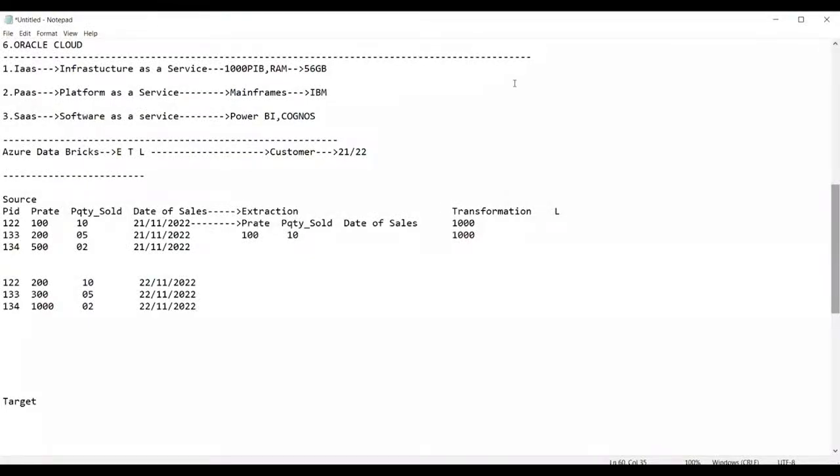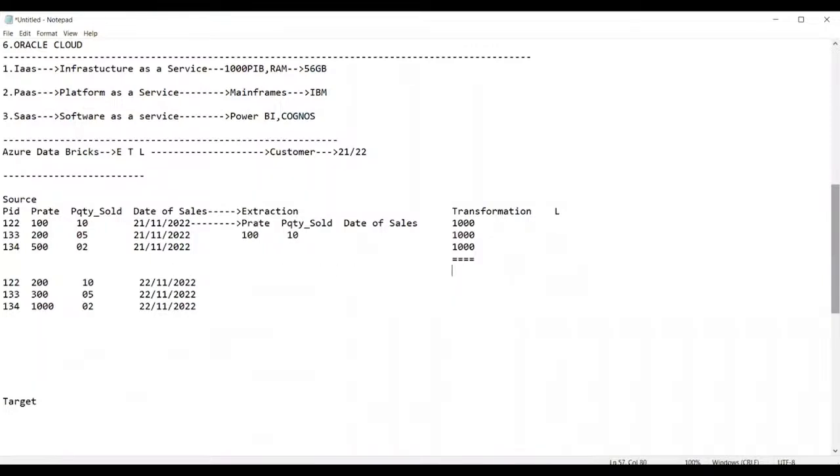Yes, now, guys, see here. We were discussing the calculations. 100 into 10 is 1000. 200 into 5 is 1000. 500 into 2 is 1000. Now tell me, guys, calculate the sum here. What is the sum of these three? It is 3000.